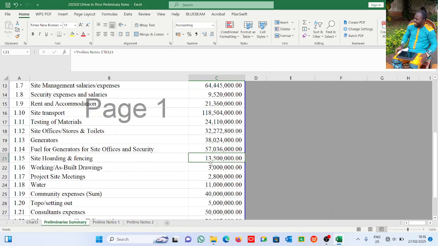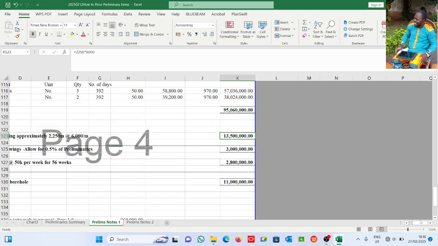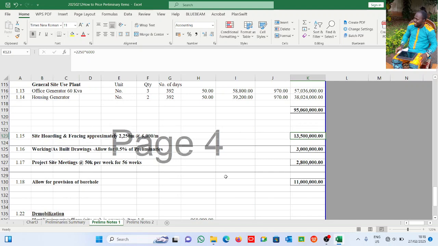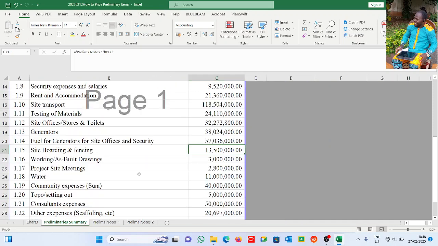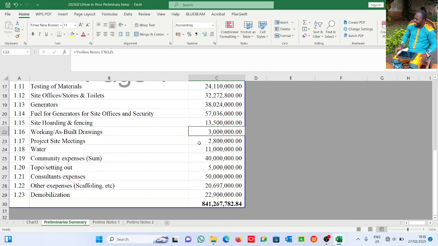Now site hoarding and fencing. If the site doesn't have a fence, you need to provide one for maximum security. Now we have a fence at 6,000 naira per meter, and the total perimeter of your fence is 2,250 meters. When we multiply them, we arrive at 13,500,000 you're going to be using for fencing. Whether you want to use a clear fence, a barbed wire fence, a blocked fence, or a concrete fence, you need to account for it in your preliminaries.